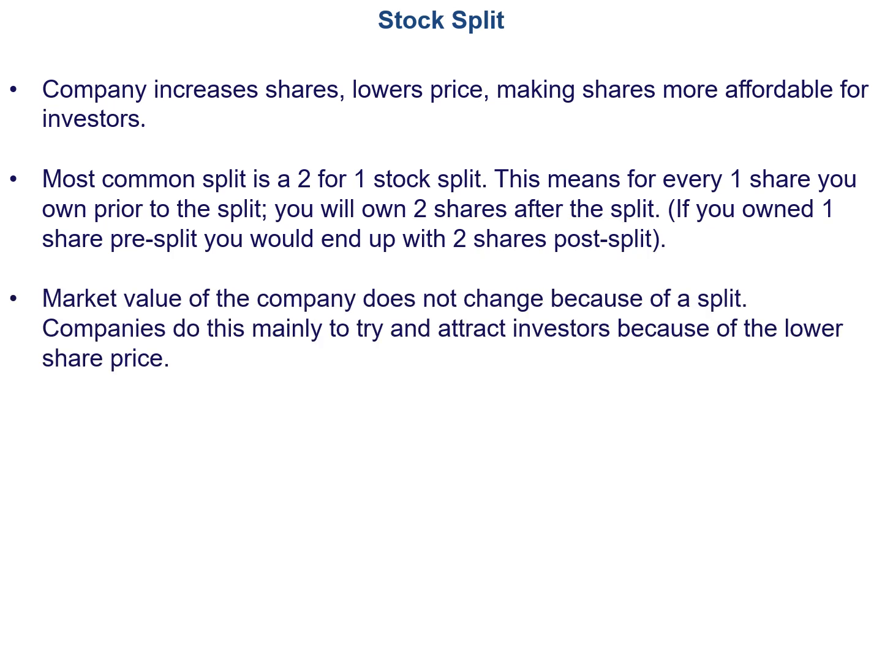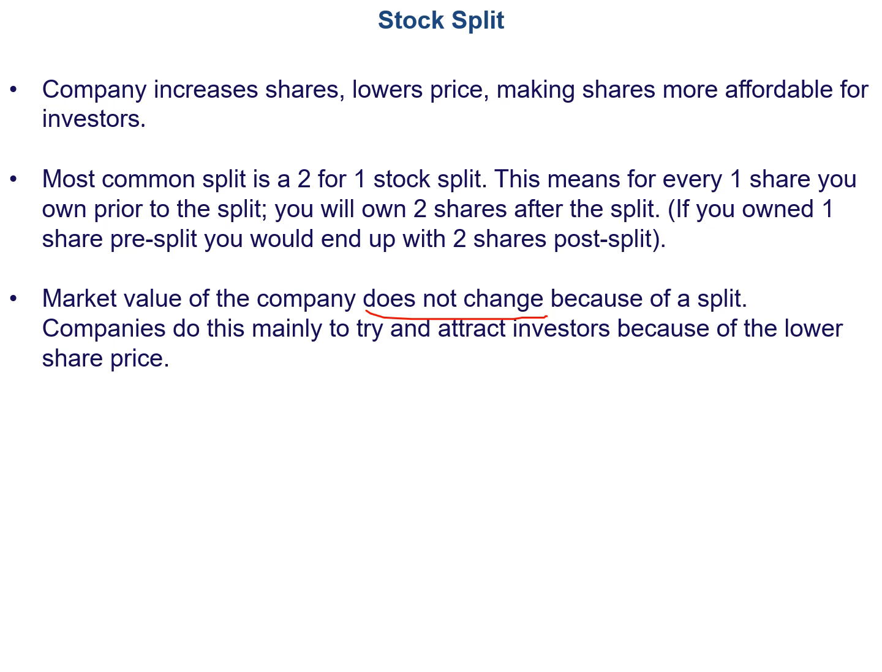One important thing to remember about stock splits is the market value of the company does not change because of a split. So why do companies do this, you may ask? Well, companies mainly do this to try and attract investors because of a lower share price. For example, if Apple is at $100 and then they conduct a 2-for-1 stock split and their share price ends up at $50, investors might see that $50 and perceive Apple as being at a good value because the price per share is lower.